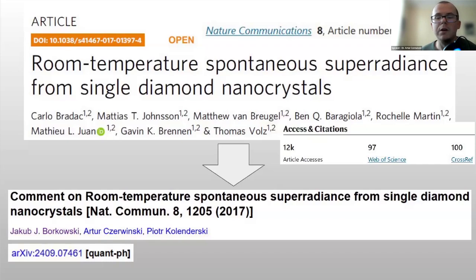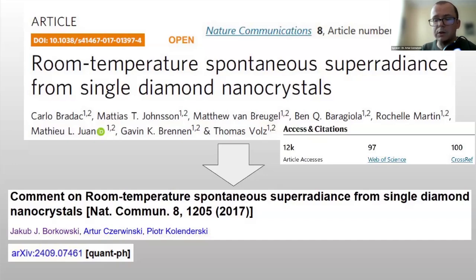And you can see here the title of this comment, and it's a joint work with my PhD student Jakub Borkowski, and as I said, my supervisor Piotr Kolenderski, who is the leader of the entire group. And we posted this comment on arXiv. It has already gone through the peer review process, and soon it will be published in Nature Communications as a sort of comment that will accompany this original publication.